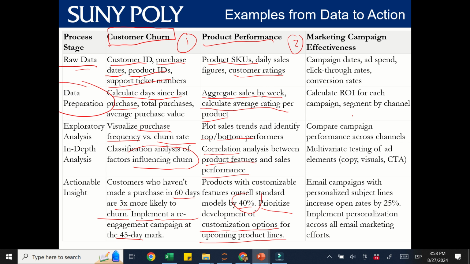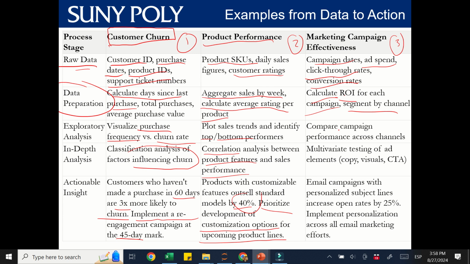Number 3, marketing campaign effectiveness. So the raw data here that was used was the campaign dates, ad spend, click-through rates, and conversion rates. Click-through rates is the number of clicks, and conversion rates maybe the number of people that are going to buy whatever was offered, the service or the product that was offered. Data preparation, so they calculated the return on investment for each campaign, and second by channel.